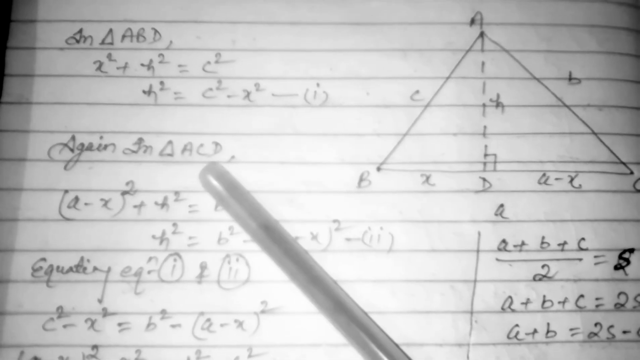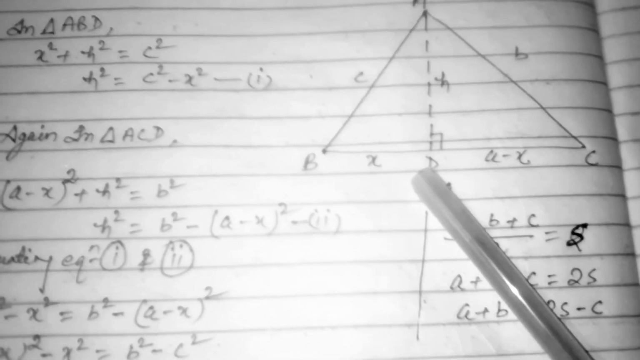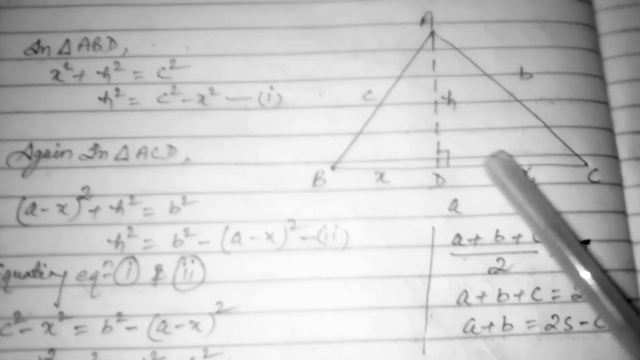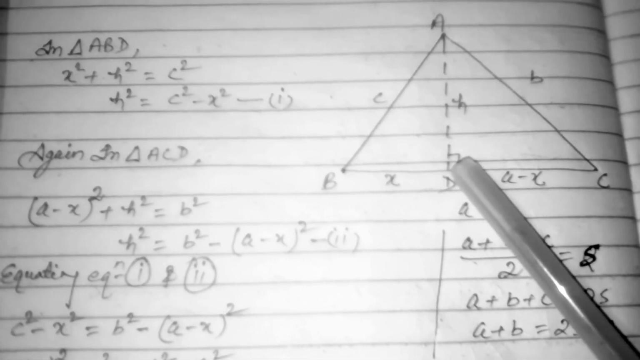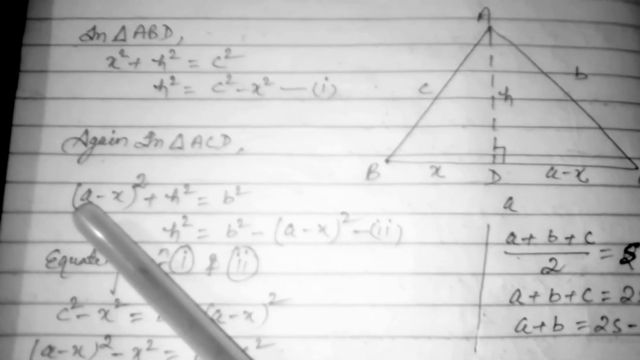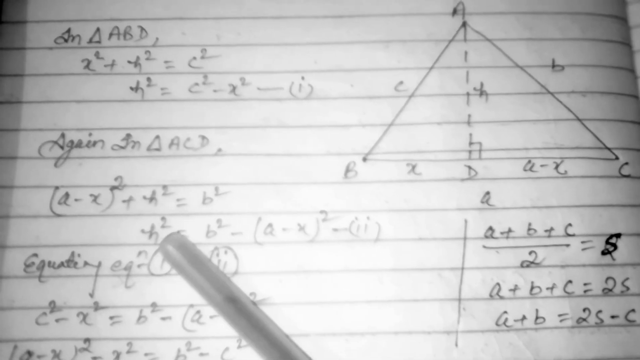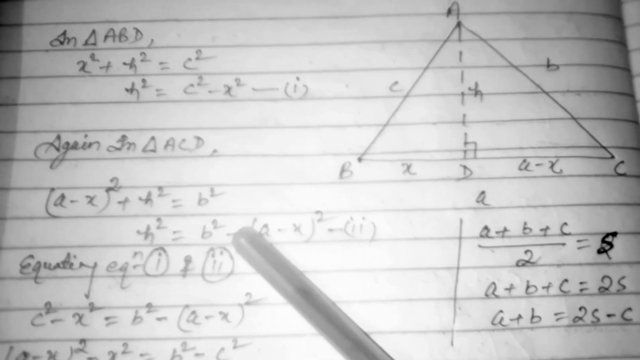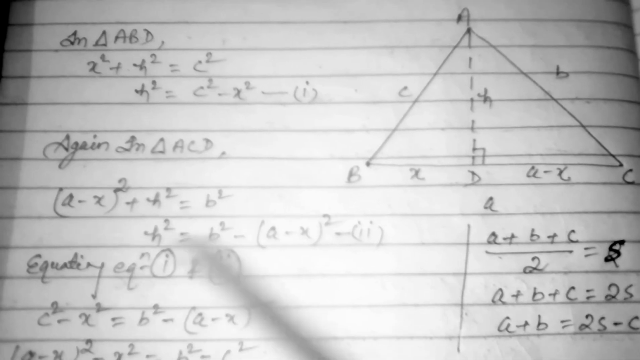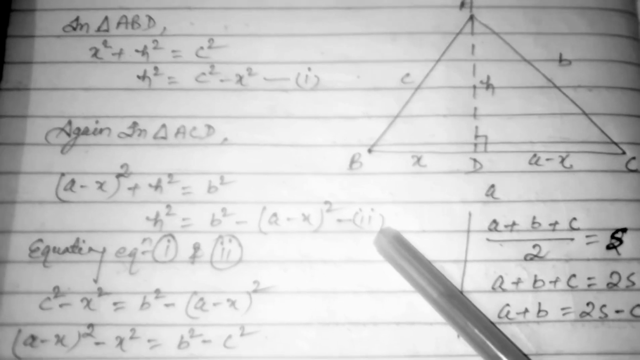Again in triangle ACD, we apply Pythagoras theorem. Then we can write (a minus x) whole square plus h square is equal to b square. Then we can write h square is equal to b square minus (a minus x) whole square. Consider this as equation 2.